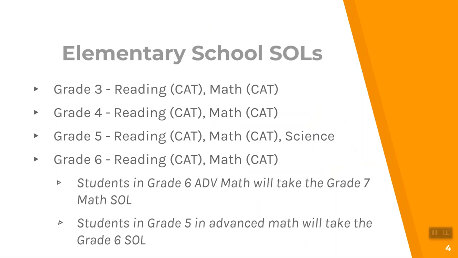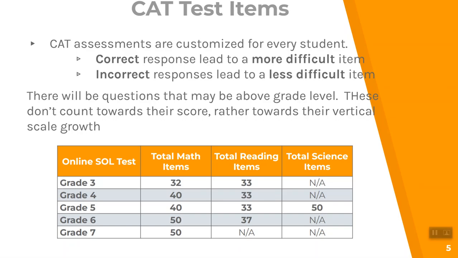The above tests are what SOLs will be given this year. As a reminder, these are all CAT tests, except for science. Correct answers lead to harder questions, while incorrect answers lead to a less difficult item. There will be questions that may be above grade level. These do not count towards a student's score, rather towards their vertical scaled growth. Take a moment and look at how many questions will be on each student's test.